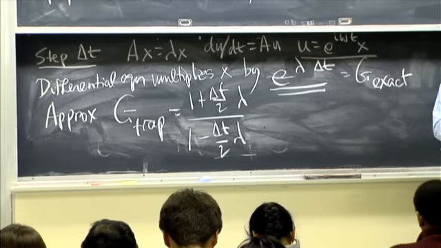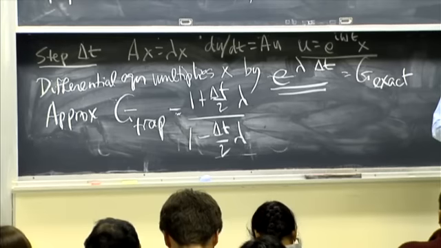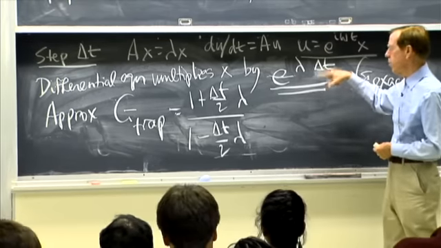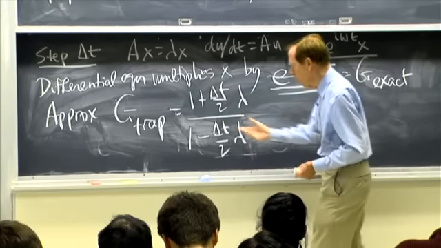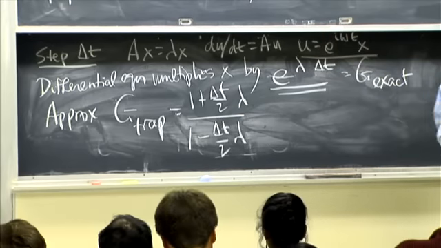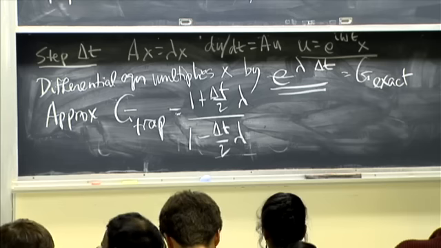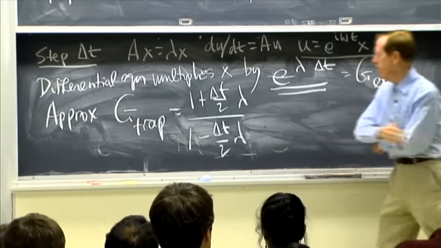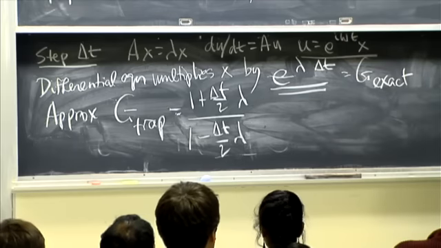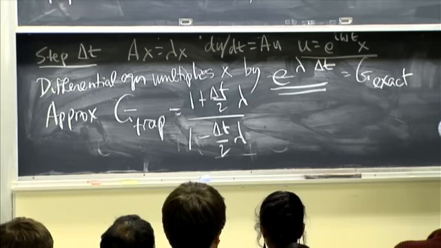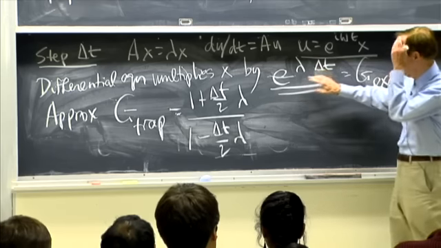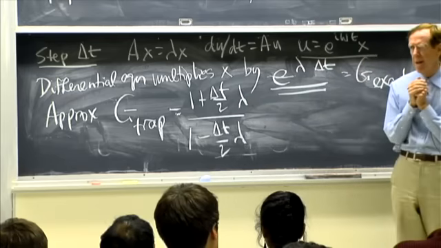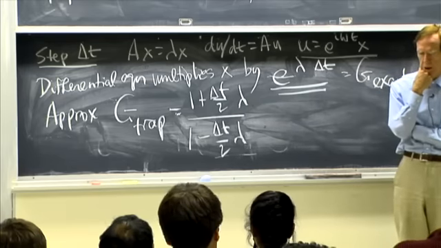Thinking of delta t as a small time step, if delta t is 0, then of course the e to the 0 is 1. If delta t is 0, I get 1 here. They're correct if delta t is 0. That's no big deal. How do I understand what happens for small delta t? I'm comparing this exponential for small delta t with this guy for small delta t. How do you make comparisons for small delta t?